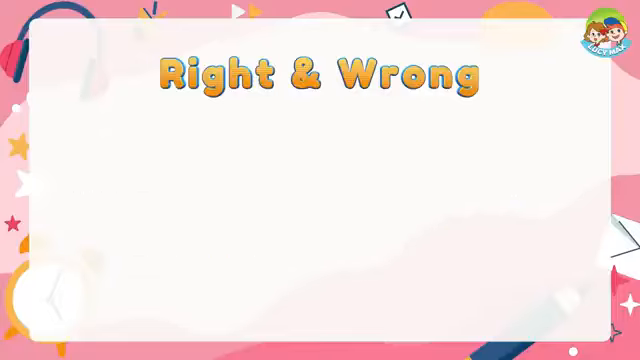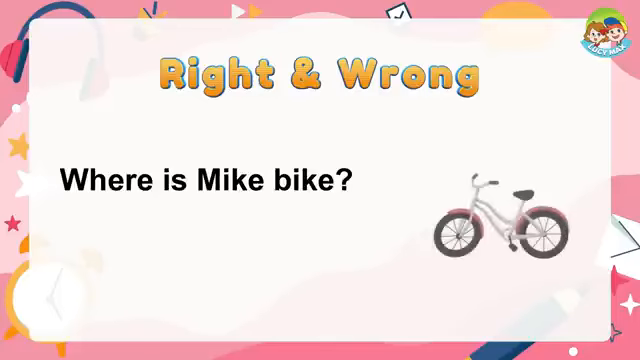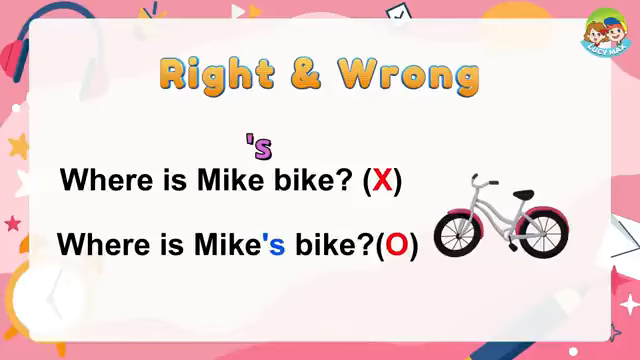Look at the next one. Where is Mike's bike? This is wrong because we need an apostrophe S to make it possessive. Where is Mike's bike? Apostrophe S.